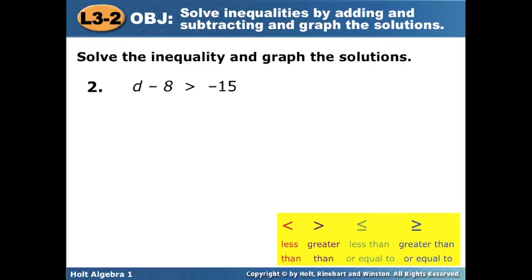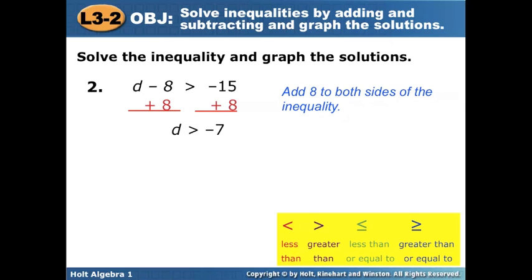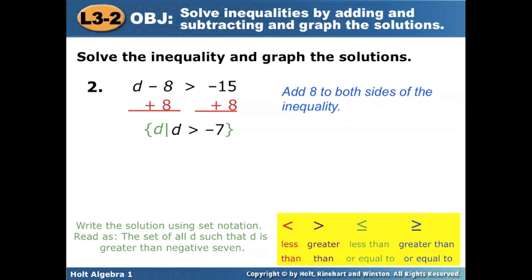Problem number 2. Copy this to your notebook paper. We have d minus 8 is greater than negative 15. Pause the video and try to solve this on your own. Let's check your answers. You should have added 8 to both sides to find that d is greater than negative 7. Write your set notation as the set of all d's such that d is greater than negative 7. You can write this on a new line or just write your set notation around your answer.